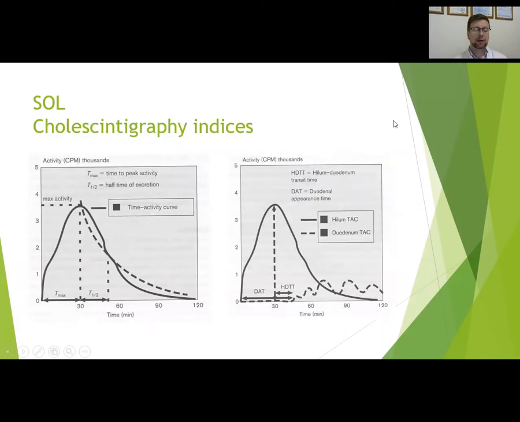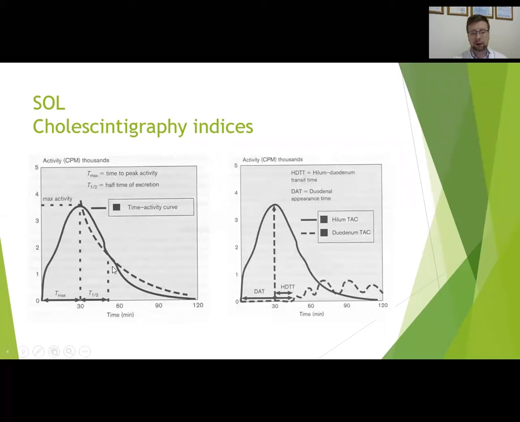On this slide, we can see another example of the only functional method of the nuclear imaging of the bile ducts. It's a cholescintigraphy, yeah. And on these figures, we can see different cholescintigraphic indices like Tmax, time to maximal accumulation of radiopharmaceutical, time to peak activity. What does activity mean? Maximal radioactivity measured over the region of the duodenum, liver or gallbladder.